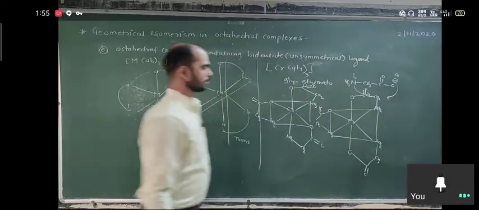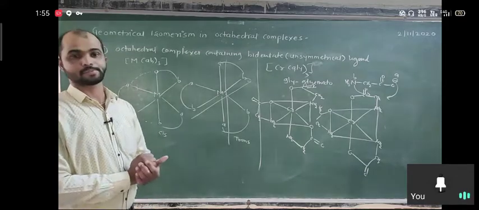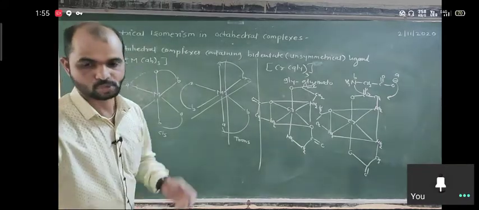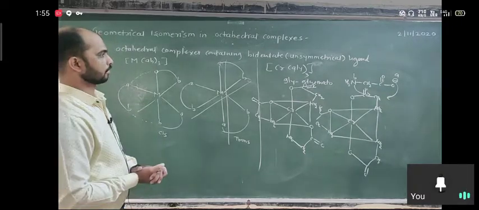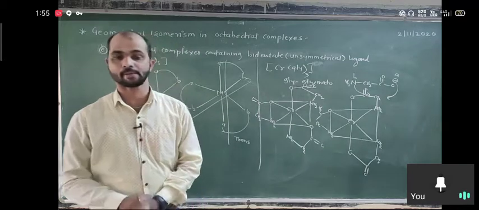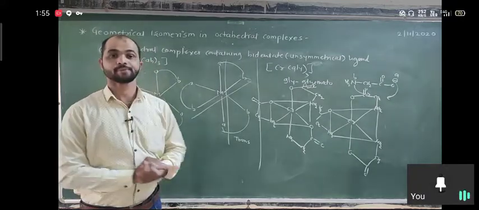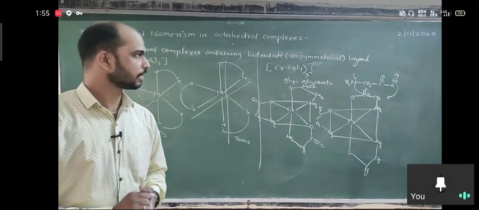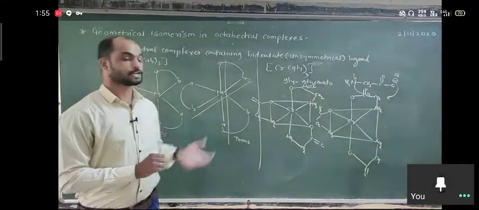These are the structures of octahedral complexes containing a bidentate unsymmetrical ligand. The type of complex is MAB3. So here we stop the concept. Geometrical isomers for 4 coordination and 6 coordination finish here. In the next lecture we are going to discuss the optical isomers in coordination complexes. So we stop here. If you have any difficulty, you can ask me later or send your difficulty on the group.